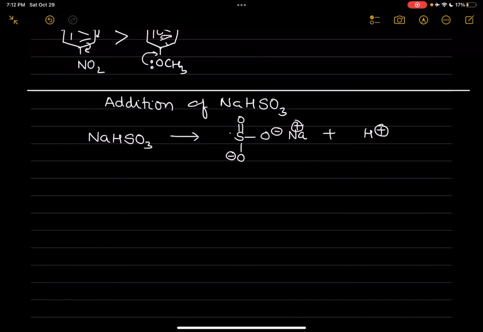There is one more doubt which many students always have about this. And this is your aldehyde and ketone. So now this is a nucleophile. It is negatively charged, NaSO3 minus. That is going to add itself to the delta positive of the carbon. Clear? So how is it going to add? Tell me.